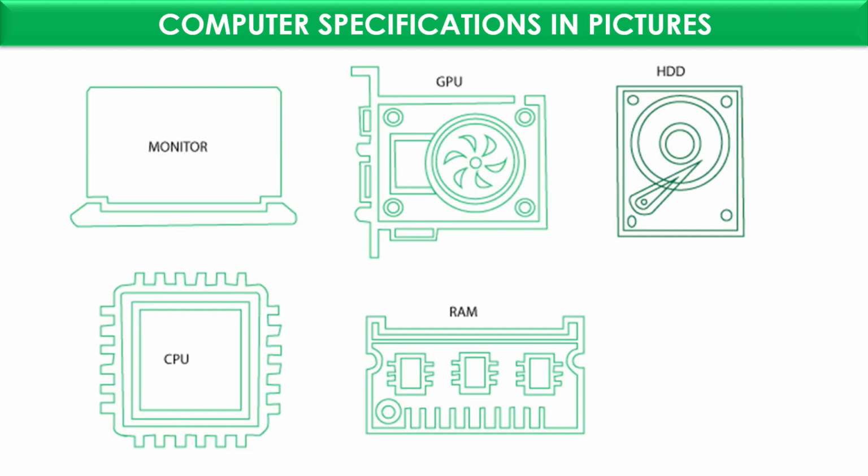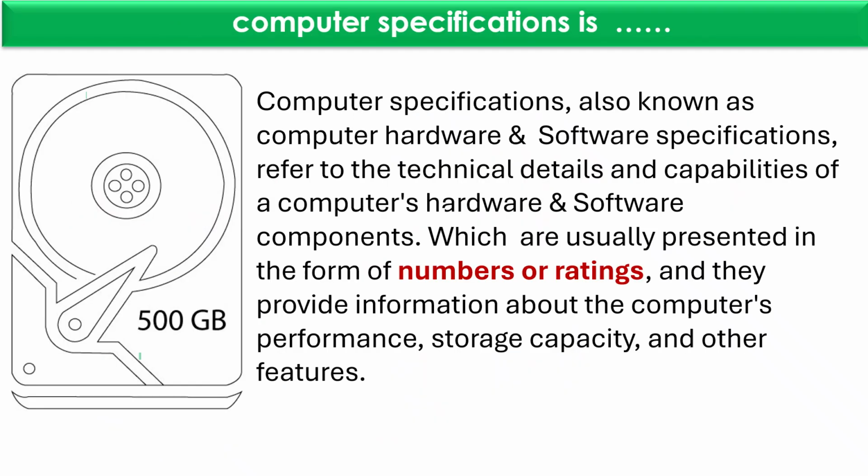So, first of all, let us look at computer specification in a form of pictures. Basically, this represents some of the main components of a computer system, and at the same time regarded as computer specifications. Like you see, you have the monitor there, the CPU, the RAM, the GPU, and the hard disk drive. So we're going to explain in detail what each component means in the context of computer specifications.